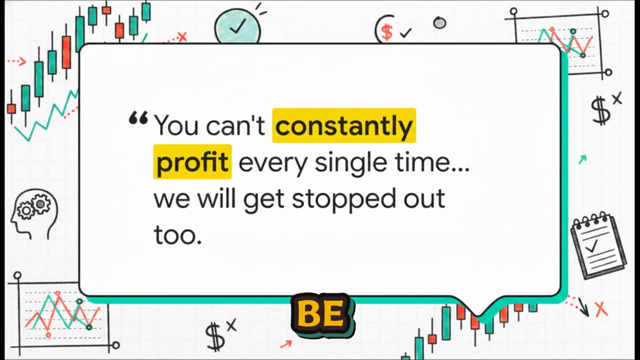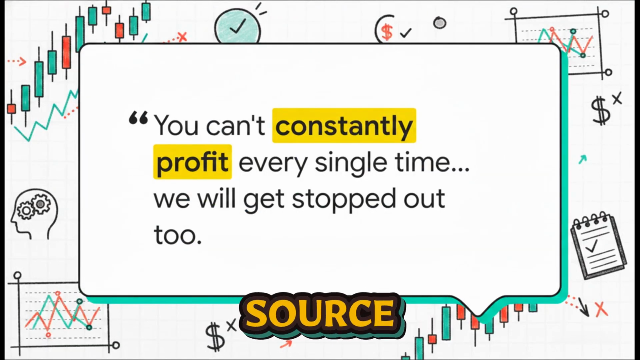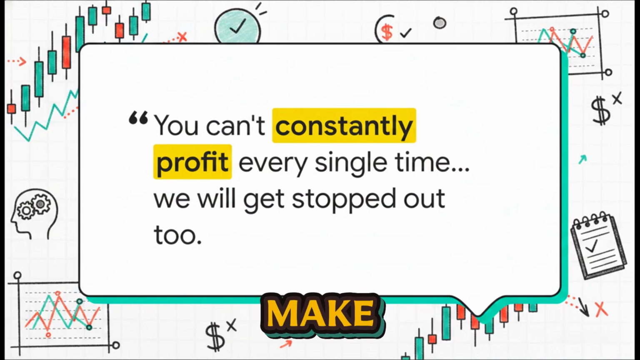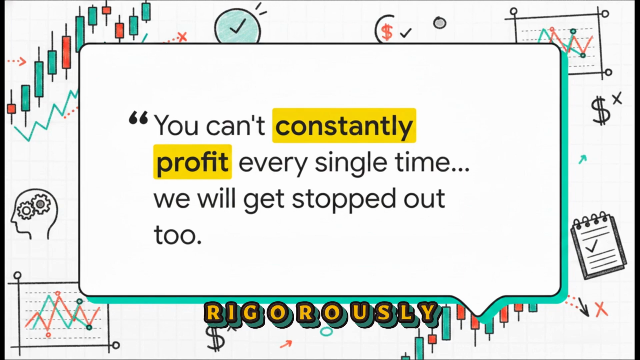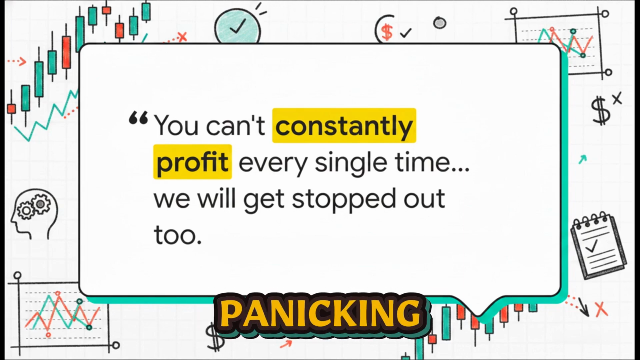But hey, let's be totally real for a second. As our veteran source says, you can't constantly make a profit every single time. We will get stopped out too. That is some real talk. Even with the perfect trend, the perfect pullback, and an ATR safety net, stop-outs are just going to happen. Accepting this fact is what builds the mental discipline to rigorously stick to your rules without panicking.